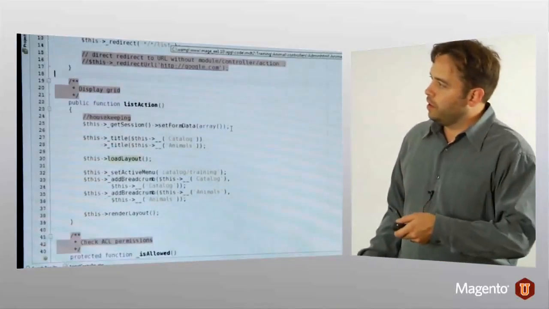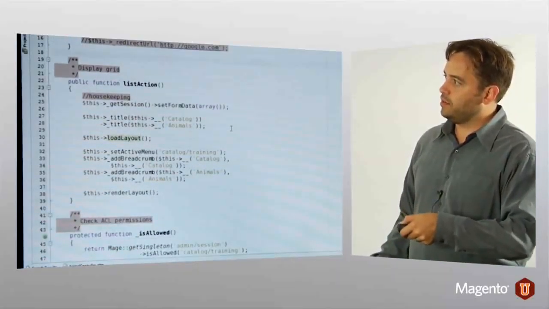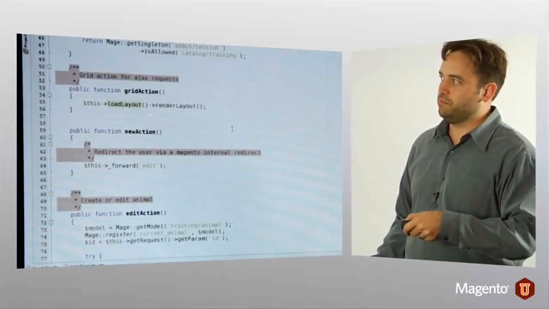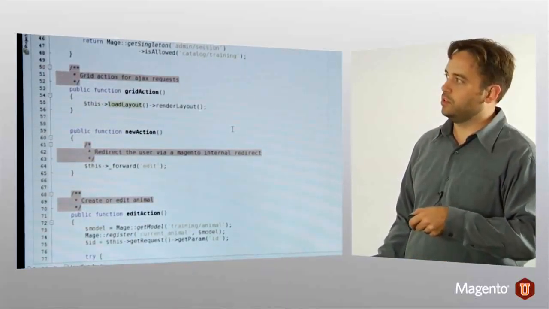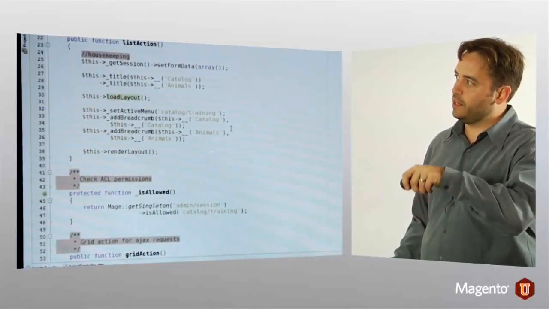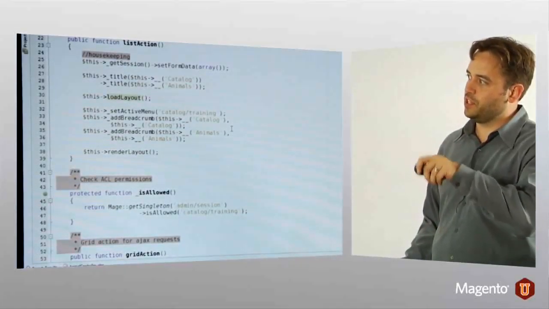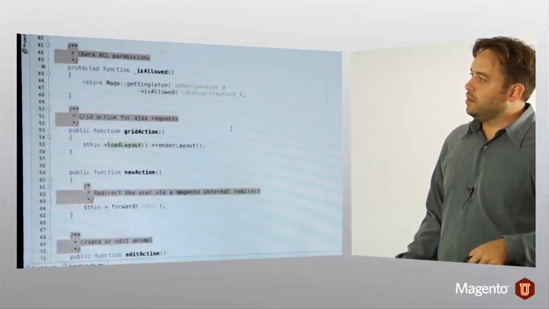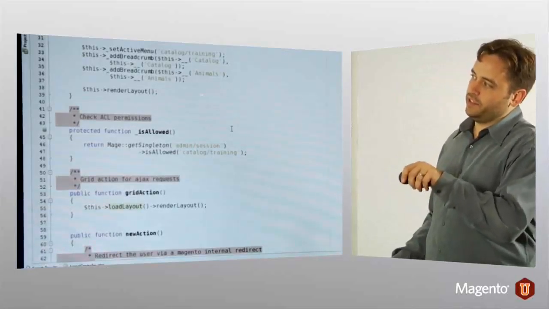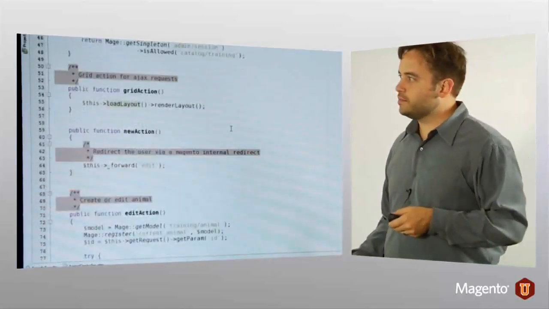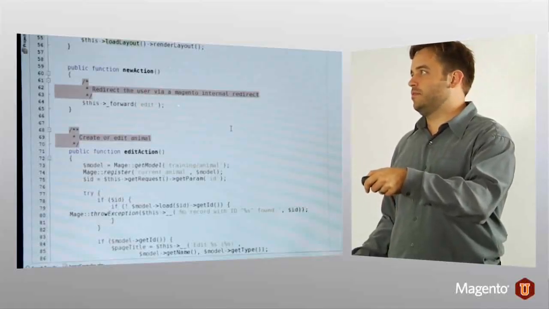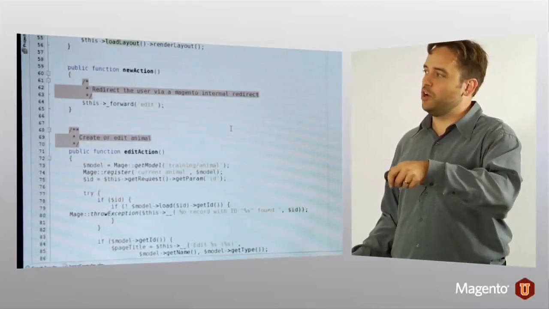All right, so here's our list action. Load layout, that's going to call that layout instruction. And here's our grid action, same thing. Load layout, render layout. Of course, we're not doing anything with the rest of the page, so we don't need any of this other stuff. Okay, so that's that. And obviously there's is allowed for our ACL check. Now, new action, again, we're basically just referring new action over to edit.